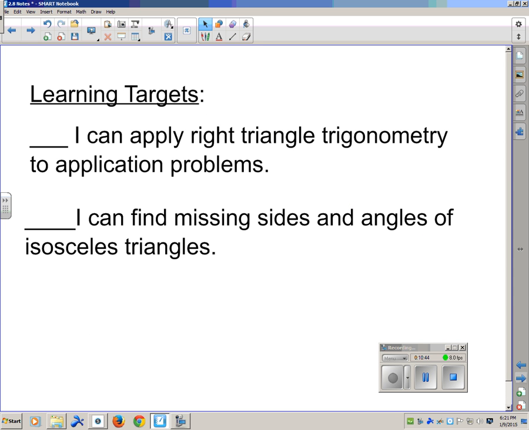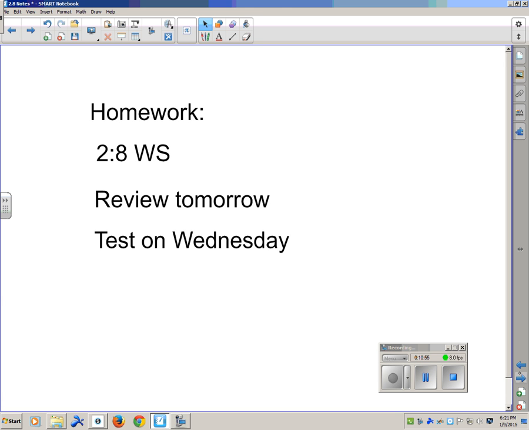All right, so I can apply right triangle trigonometry to application problems, and I can find missing sides and angles of isosceles triangles. Those were our two goals. So your assignment is to do the 2-8 worksheet for Tuesday, and then we'll review on Tuesday, and then we'll have a test on Wednesday.